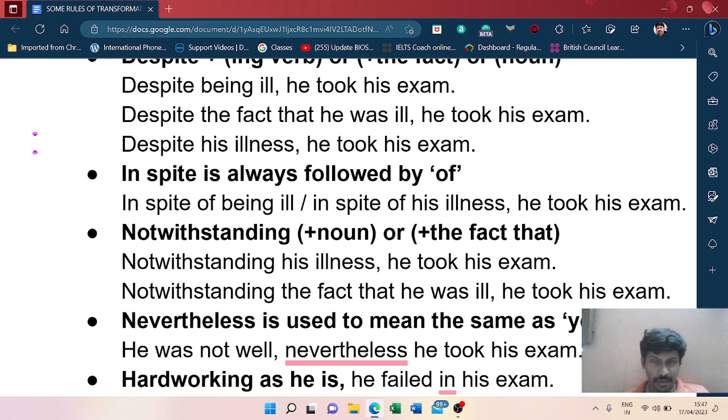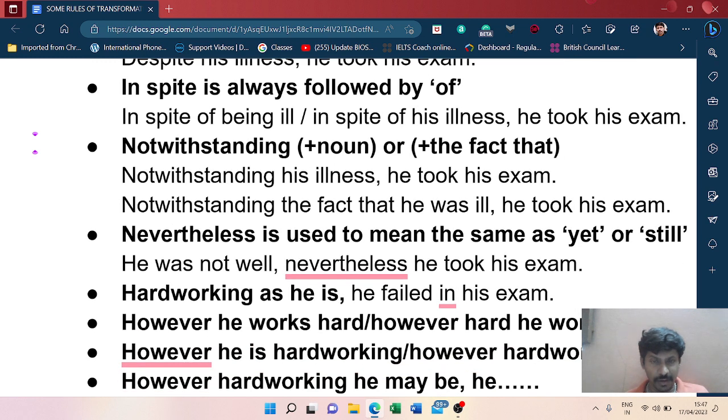Then comes nevertheless. Same meaning, but applications are completely different. Nevertheless is used to mean the same as yet or still. So he was not well. Nevertheless, he took his exam. He was not well. Nevertheless means yet or still he took his exam. So these two facts are set contrary to each other, and we are here to deal with contradictory facts. That's why these conjunctions are occurring there.